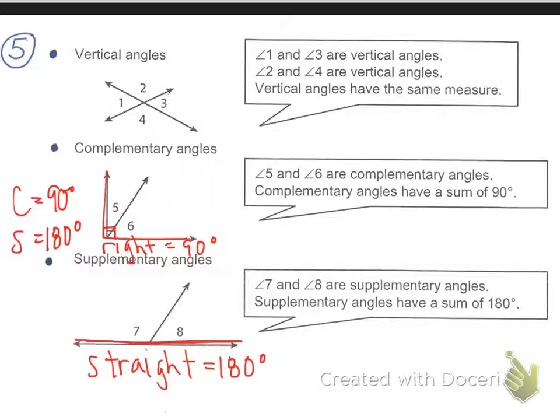So triangles and straight lines add up to 180. Right angles, complementary, add up to 90. Then we have these things called vertical angles. So vertical angles are like angle 2 and angle 4. That's a pair of vertical angles. So they're right on top of each other.